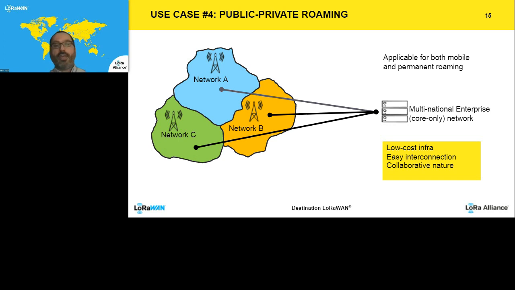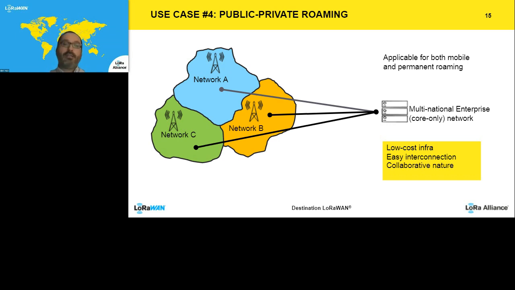And through that, this enterprise network is able to aggregate the traffic coming from its devices in various countries with the help of public operators in those countries and get them all the way to its core network, from which it can push the data to the data platforms. Now, the reason we're able to enable such a use case is that the infrastructure is pretty low cost with LoRaWAN, such that any enterprise can build its own LoRaWAN core network.